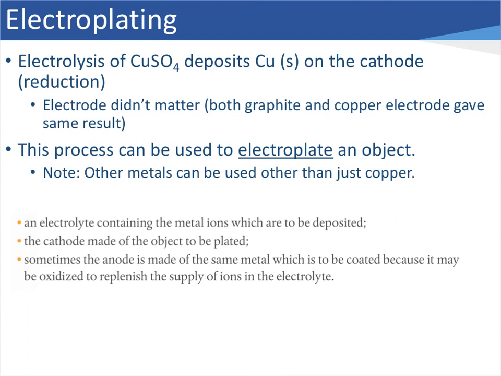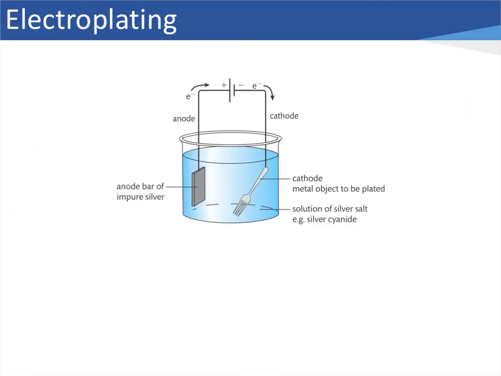The cathode is made of the object to be plated, so the cathode is whatever we want to plate. What do we want to coat with copper if we're talking about copper electroplating? So if I want to electroplate a fork, the fork needs to be connected to the cathode and an impure silver anode, and this is plating it with silver, not copper. So I have a silver salt like silver cyanide.